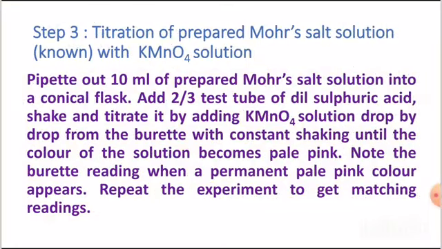The third step is titration of the prepared Mohr salt solution, that is the known solution, with KMnO4 solution. So pipette out 10 ml of prepared Mohr salt solution into a conical flask. Add 2/3 test tube of dilute sulfuric acid. Shake and titrate it by adding KMnO4 solution drop by drop from the burette with constant shaking until the color of the solution becomes pale pink. Note the burette reading. When a permanent pale pink color appears, repeat the experiment to get matching readings.